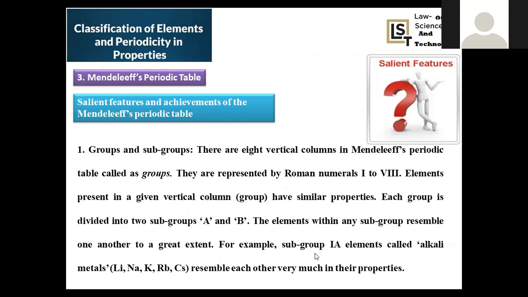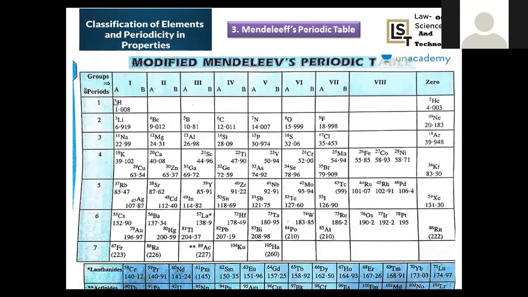So for example, when you consider first A group, elements are regarded as alkali metals. Why are they called alkali? When they are added with water, they possess basic nature. So base forming elements are called alkali. Alkali means base, basic in nature, right? So here, first A group elements, what are first A group? Hydrogen, lithium, sodium, potassium, rubidium, cesium, and francium.